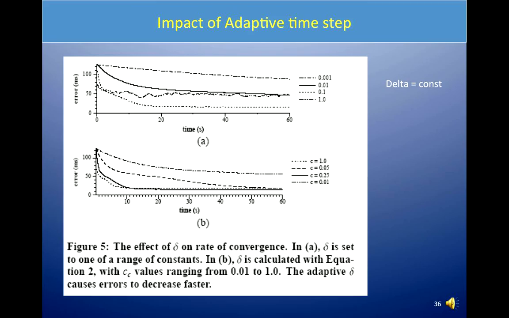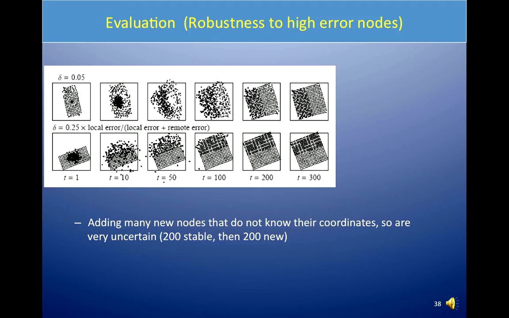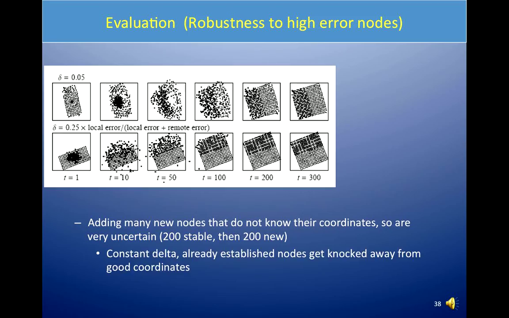When new nodes are introduced, how do the simple and adaptive algorithms work? So it's basically robustness to high error nodes. We have about 200 nodes, and whether you're using the simple Vivaldi or the adaptive algorithm, all these nodes converge. After this convergence, we wanted to introduce 200 more nodes and see how these nodes behave. With a constant delta in the first graph, we see that at 50 seconds after we introduce them, all the nodes get knocked away and dispersed, and then it slowly converges.